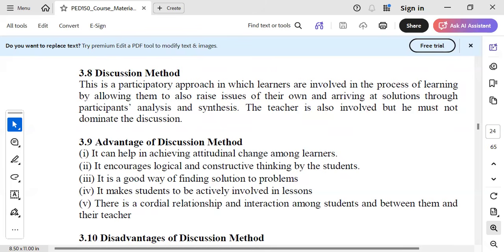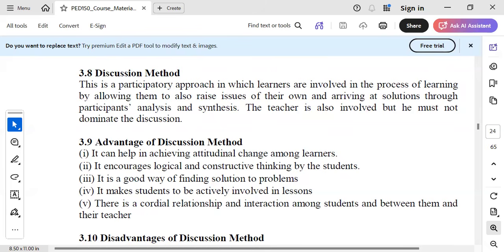Under the features of discussion method, other things we can bring out are analysis of different viewpoints. Also, in discussion method, as they mentioned there, it is suitable for solving problems. And it also helps to reach conclusion.